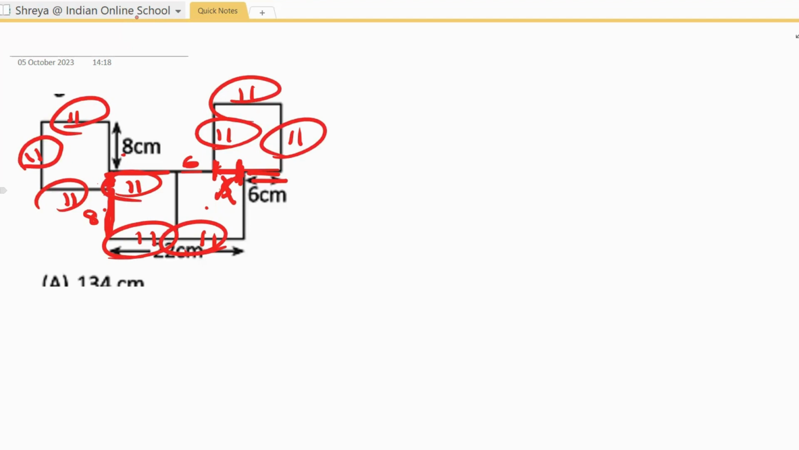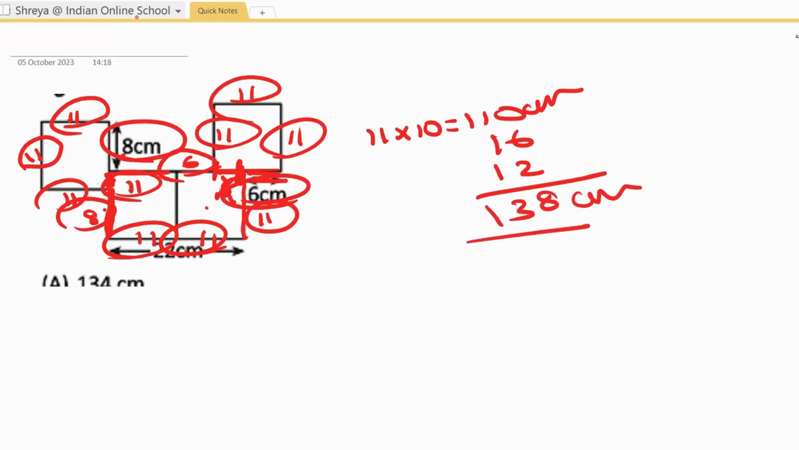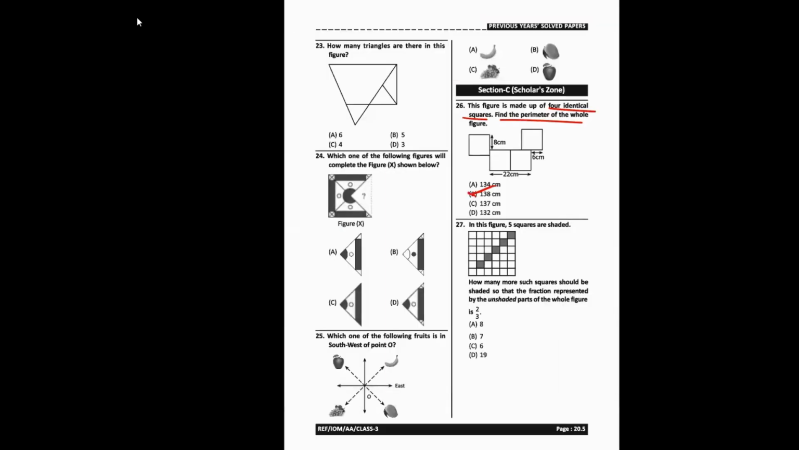9 times, and this one 10 times. Okay, so 10 times 11 gives you 110 centimeter. Now 8 over here and 8 over here, that's 16. And 6 over here and 6 over here, 2 times 6 gives you 12. So when you add them up, 6 plus 2, 8, 1, 1, 1, 3, 138 centimeter. That's what you are getting, right? So that's my answer. That's the perimeter of this complete whole figure, 138 centimeter, option B.